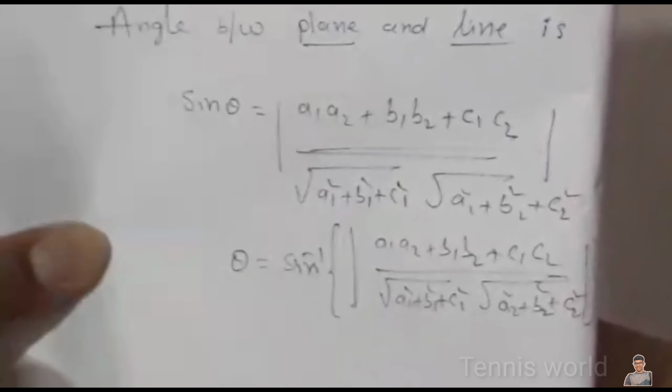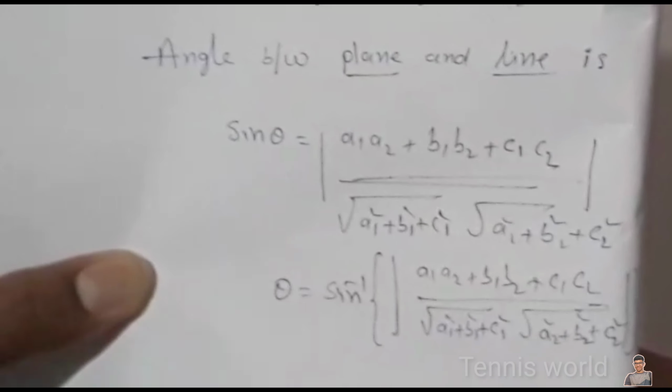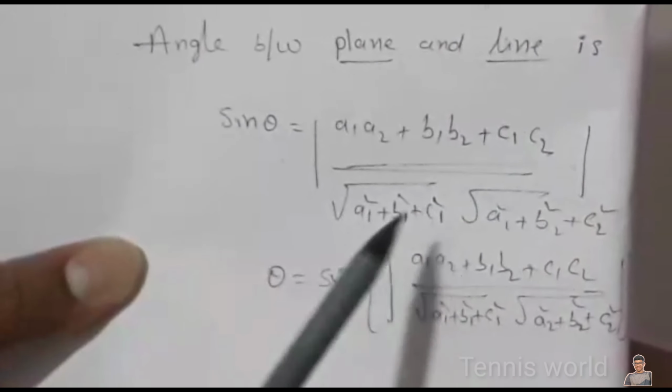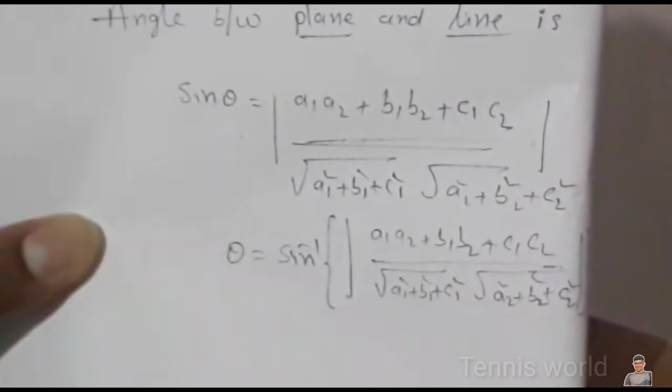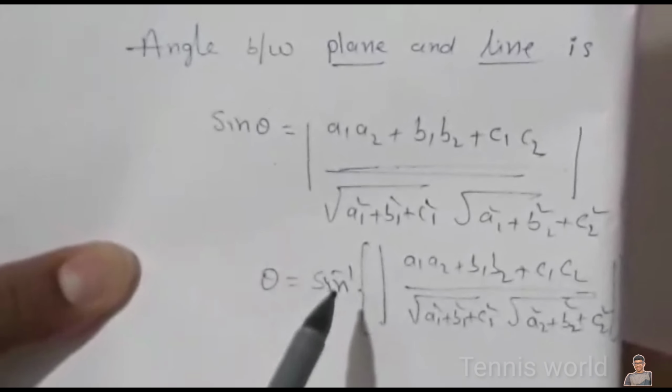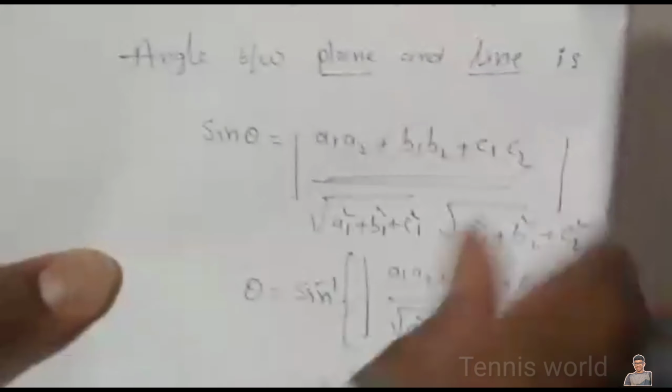This looks like the cos theta formula. There cos is there, here sin is there. So angle means only theta. We don't want sin, so take the sin to the other side and you will get sin inverse of the above step. Everybody remember this formula. This is the formula to find the angle between a line and the plane. This is concept number 2.